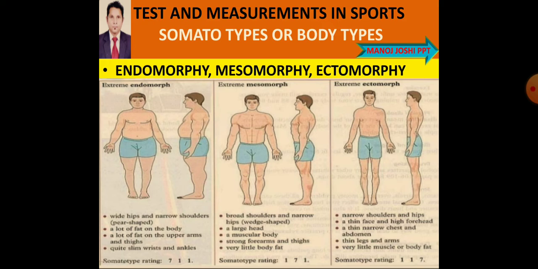The extreme endomorph, the first picture: these people gain weight quickly and very easily. Very easily they get fatty, and losing weight is very difficult for them. Endomorph people gain weight quickly, but losing weight is a difficult process for them.